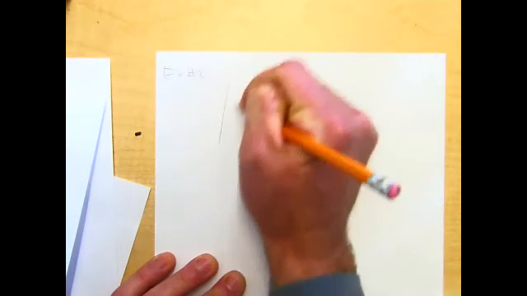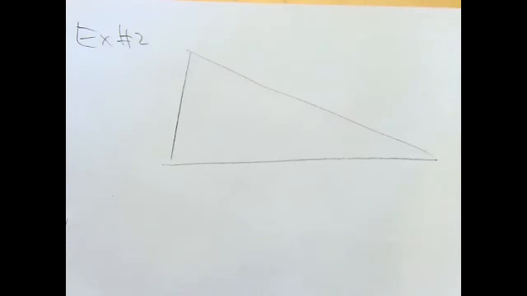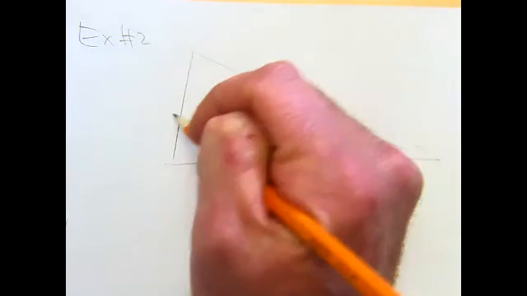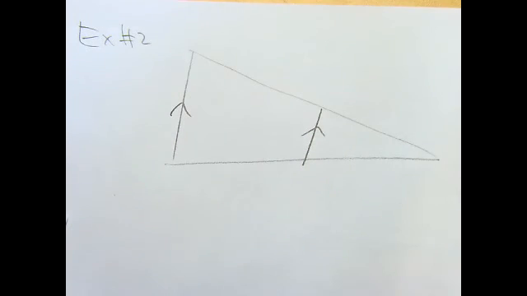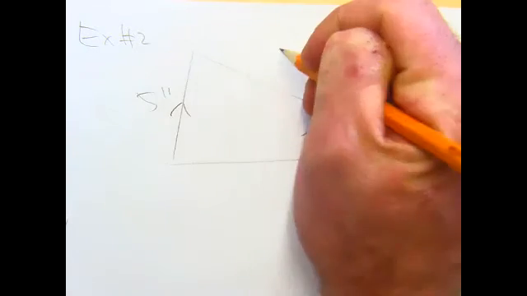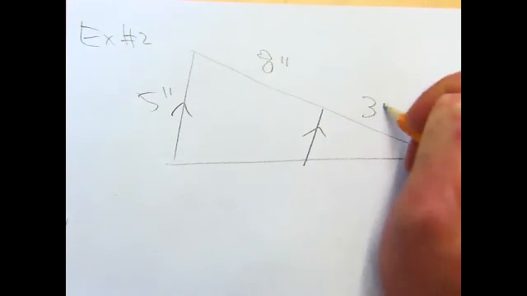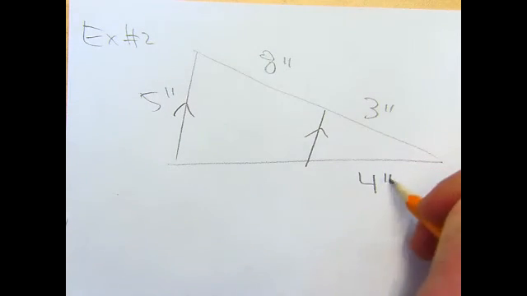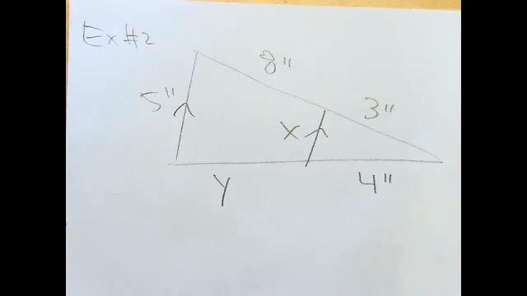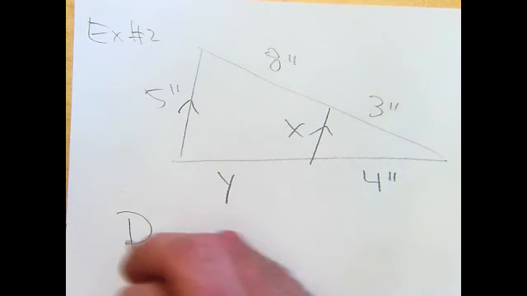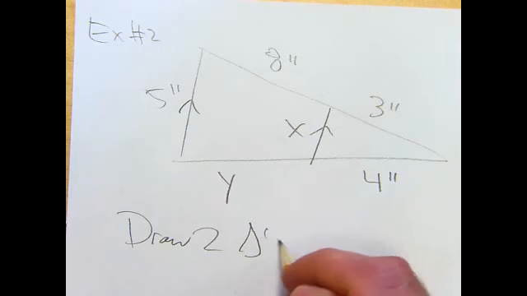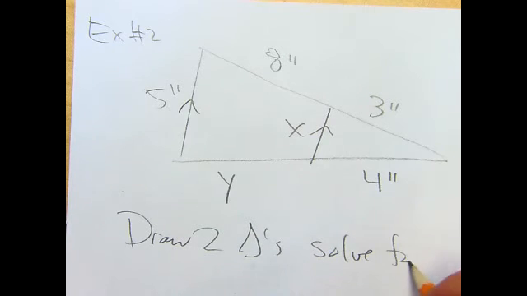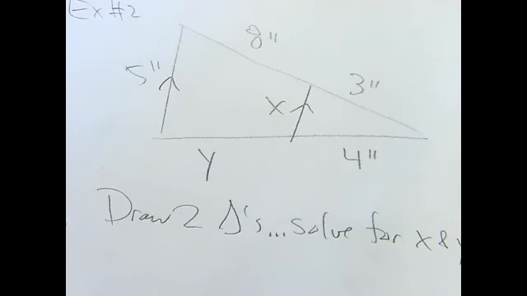Example number 2 looks like this. And like that. Parallel, which means there's similar triangles. Got 5, 8, 3, 4, y here, x there. Okay, do the same thing. Draw 2 triangles and then solve for x and y.